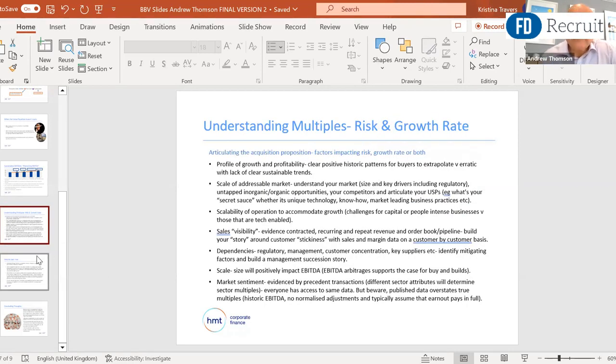So the second constituent, the multiple, is a factor of simply risk and growth rates. As I said before, one good year doesn't tick the sustainability box, and if you have clear positive historic patterns of growth, that allows the buyer to extrapolate to get some comfort in your forecast numbers. That's obviously much more attractive than when you've got erratic trading with a lack of clear sustainable trends.